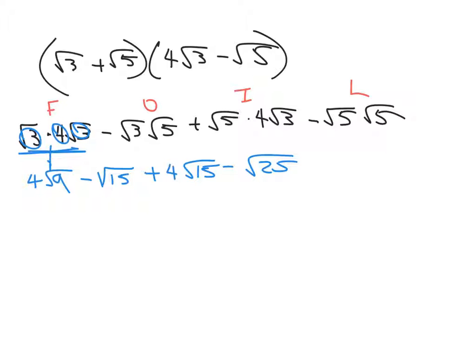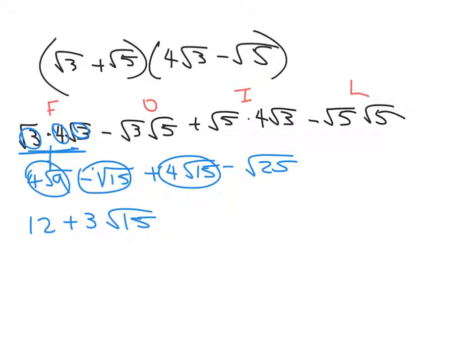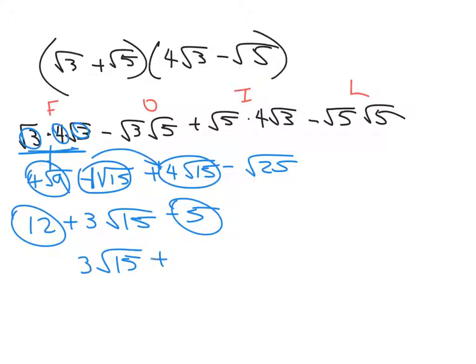Now let's see if we can start combining. Square root of 9 is 3, so 3 times 4 is 12. Minus the square root of 15 plus 4 square root of 15 would give me a plus 3 square root of 15, because this is a negative 1. Negative 1 plus 4 is positive 3. Square root of 25 is 5. 12 minus 5 is 7, so I have 3 square root of 15 plus 7, or 7 plus 3 square root of 15. Alright, let's look at example number 4.